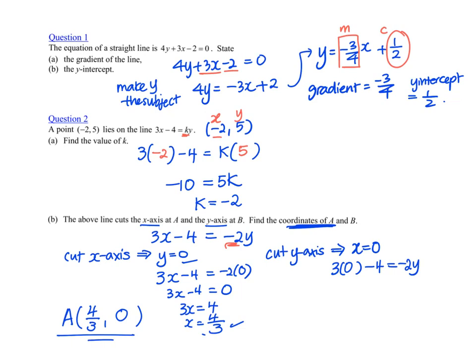Okay, and then what is this number? 3 times 0 is still 0, right? So this will be -4 equals -2y. What is the value for y now? y is the answer 2. And they want coordinates of B. So point B is the point: the x is the number 0, the y is the number 2. Have you gotten the answer?